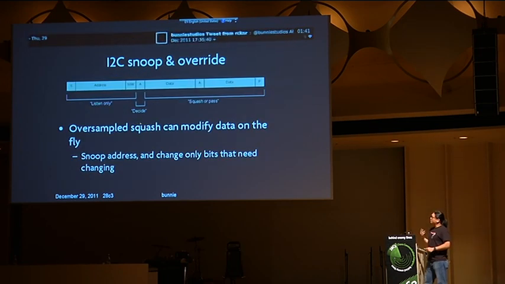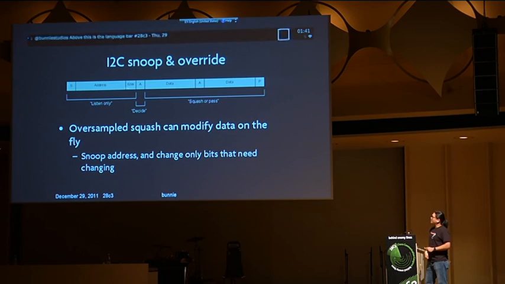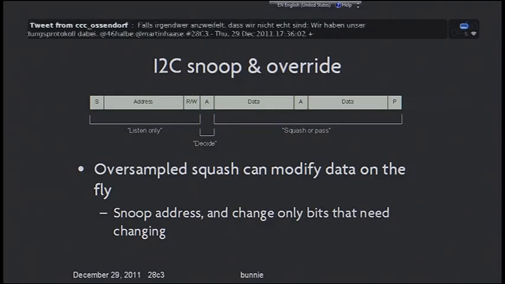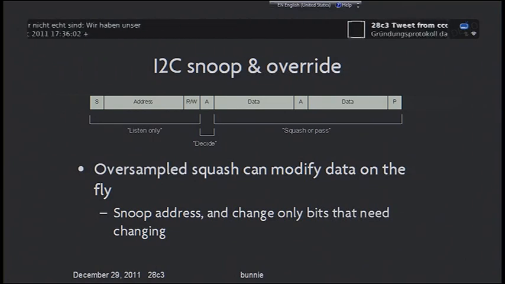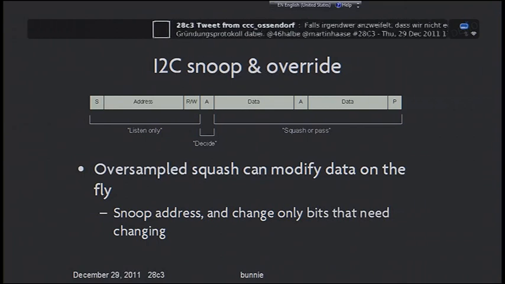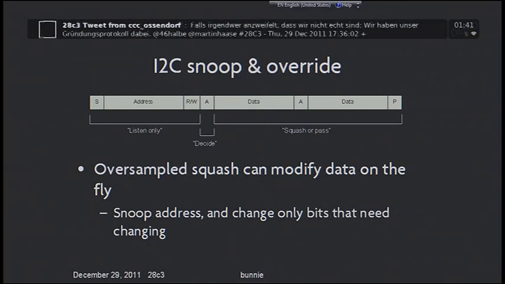And the way it works in terms of the protocol level is, we're listening basically only at the address phase. And then we decide on the acknowledge bit if we want to go ahead and override the data. So we say, OK, you're reading this particular part of the record, I don't care. Let it through. You read the next part of the record, I do care. I want to squash 3D TD capability. I go ahead and I rewrite the record on the fly. So this allows me to basically change only the bits that I need changing during the monitor identification protocol.